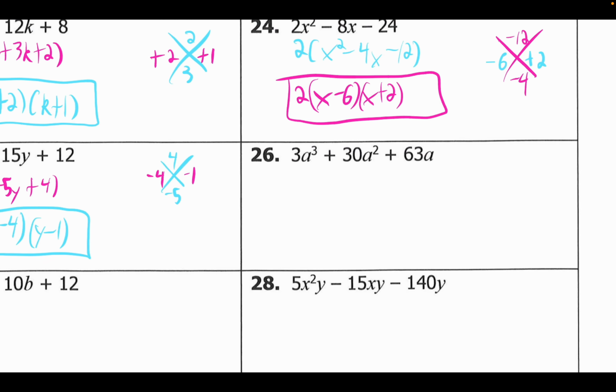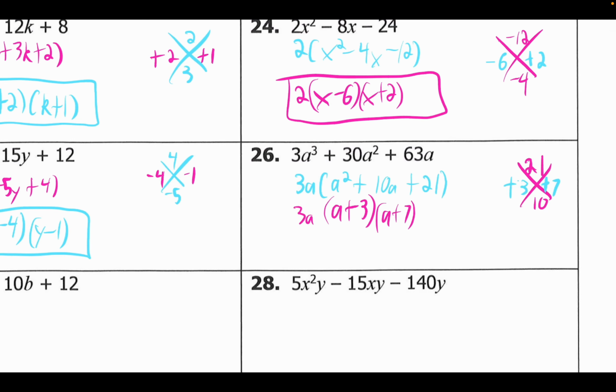Number 26 here, the GCF will be 3a. There's also a variable there. How neat. Giving us a squared plus 10a plus 21. Now as we make the x here, we're going to have 21 at the top. Then we're going to have 10 at the bottom. And so it'll be positive, and it'll be 3 and 7, 7 and 3. And so it'll be a plus 3, a plus 7, and the 3a out in front. So our GCF involved another variable.